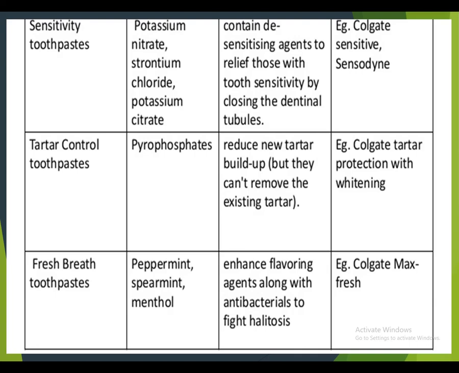Next paste available in the market is fresh breath toothpaste. These pastes contain peppermint, spearmint, or menthol. These pastes are used to enhance flavoring agents along with antibacterials to fight halitosis. Example is Colgate Max Fresh toothpaste.